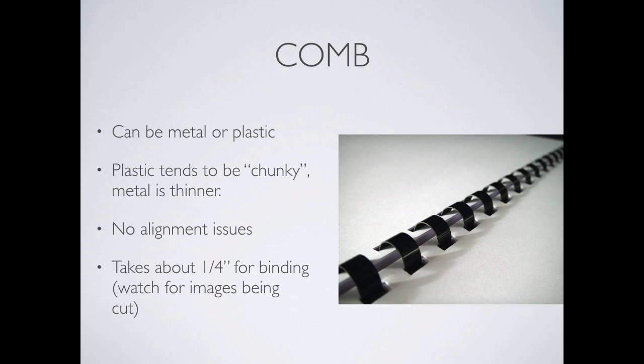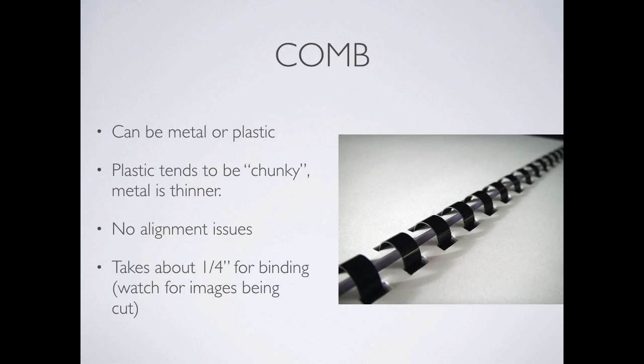Comb binding can be metal or it can be plastic. It kind of can be chunky. And so I have an example here, and you can see it there as well. These plastic ones are really thick, and they're just kind of heavy-handed. There are metal ones that are thinner. The advantage of a comb binding is that we don't have that shift page to page. They're always going to line up, right? As I open this, that's going to line up, that's going to line up. So there's no page shift, which is good for this style of book.